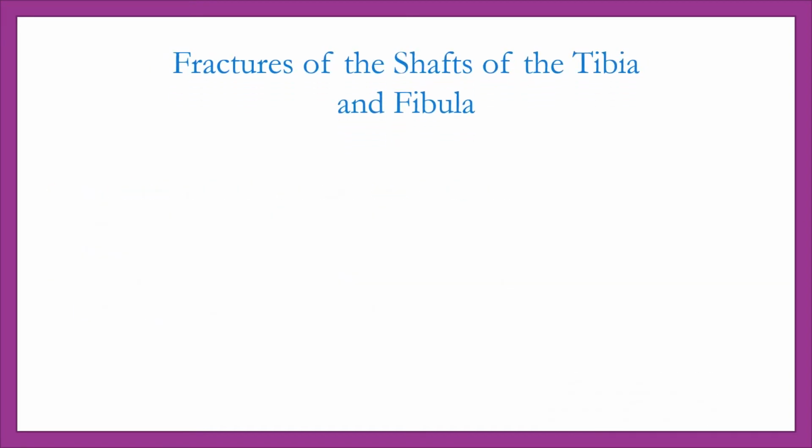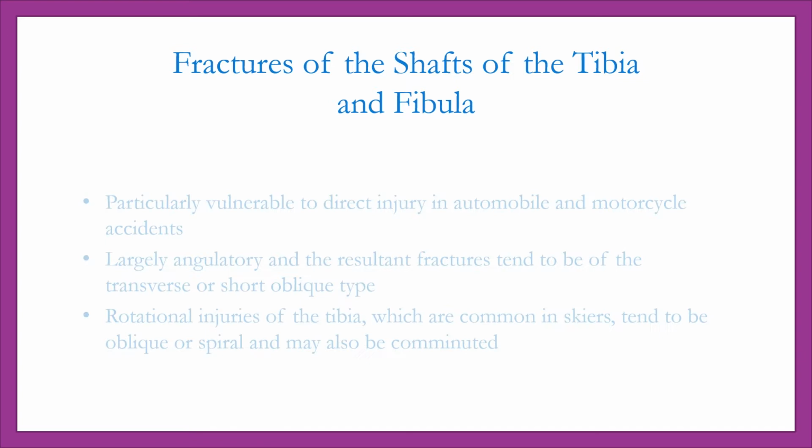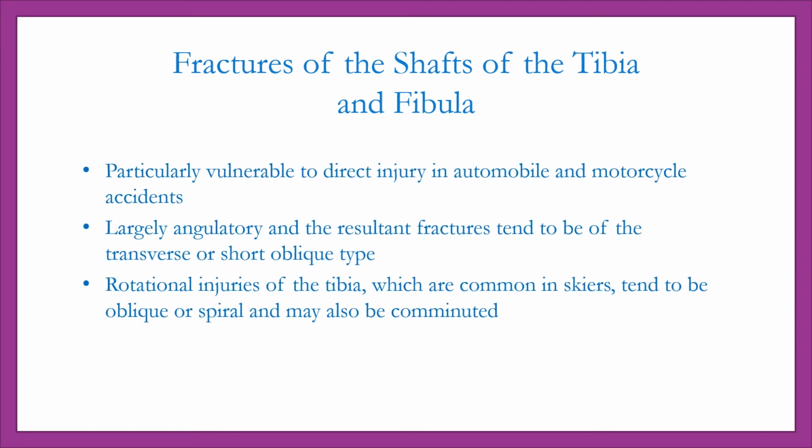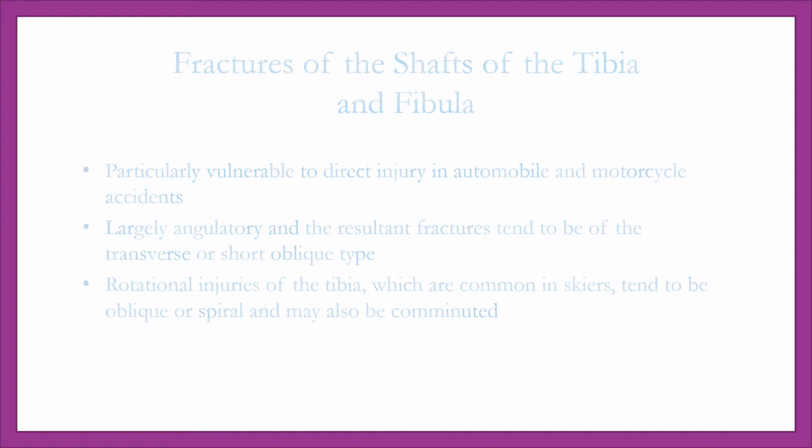Fractures of the shaft of the tibia and fibula. These bones are particularly vulnerable to direct injury in automobile and motorcycle accidents, which are largely angulatory, and the resultant fractures tend to be of the transverse or short oblique type. Rotational injuries of the tibia, which are common in skiers, tend to be oblique and spiral and may also be comminuted.